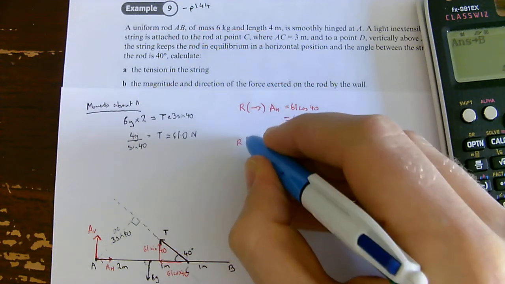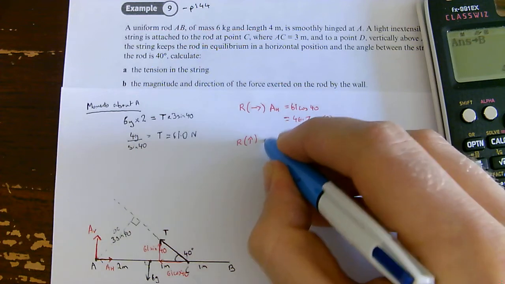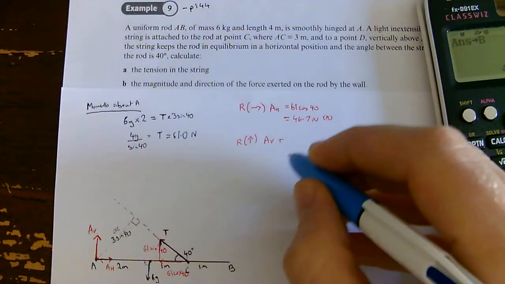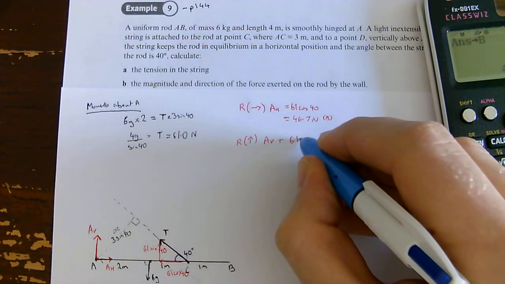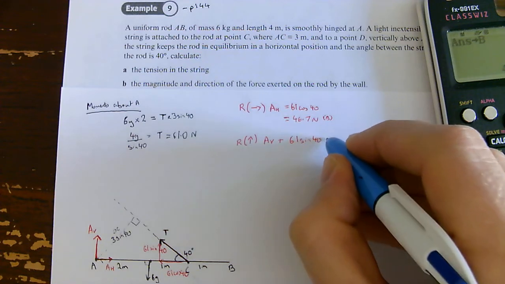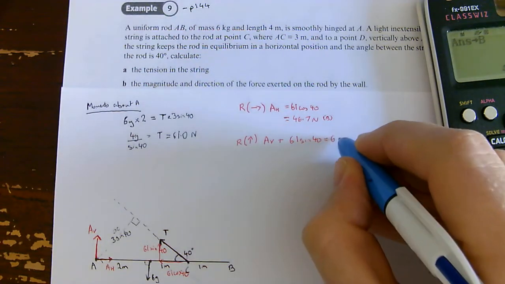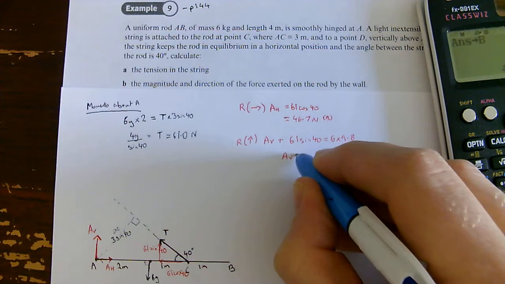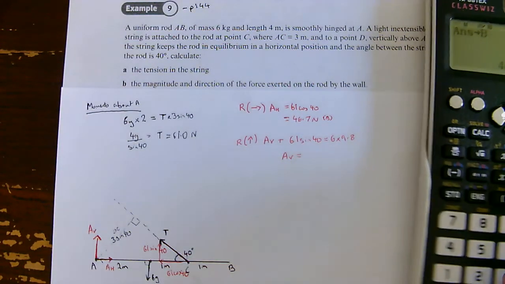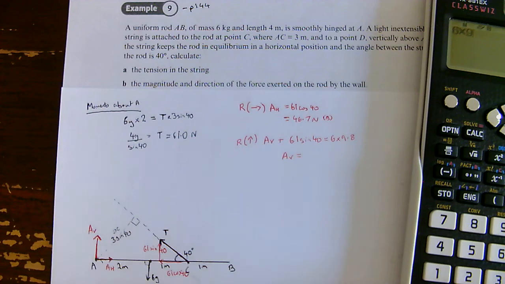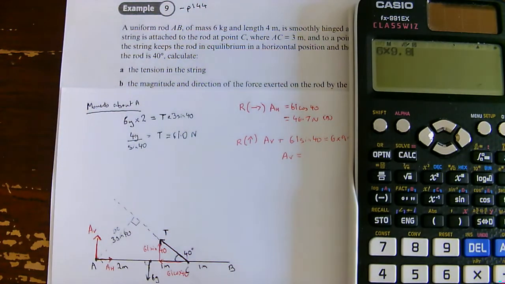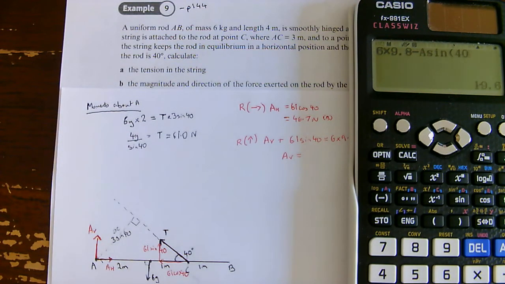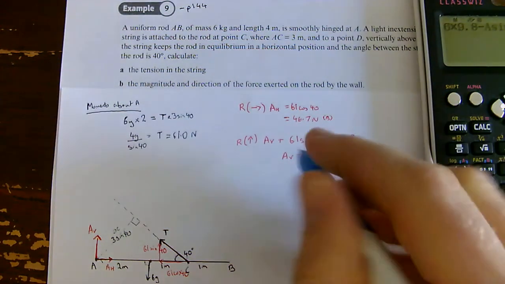If I resolve vertically, I've got the vertical component of the force plus the vertical component of my tension, 61 sine 40, must equal 6 times 9.8. That gives me A vertical is equal to 6 times 9.8 minus A sine 40, and it gives me 19.6 newtons.